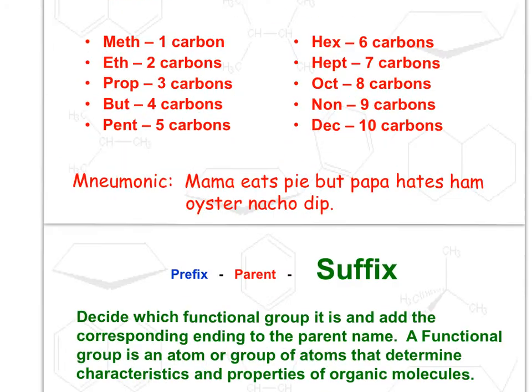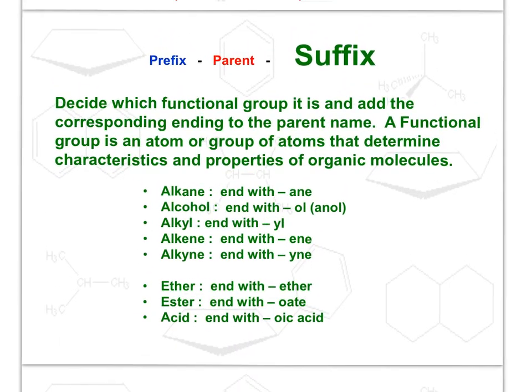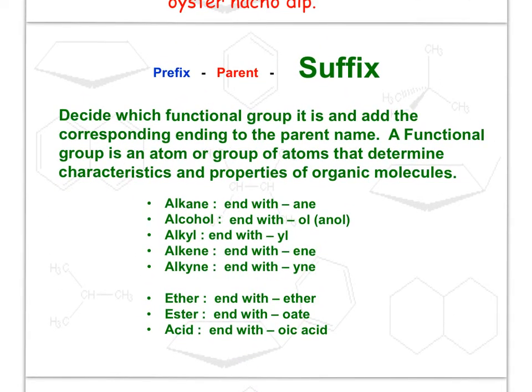Anyway, that's our parent. Let's look at the suffix next, the ending. The ending tells you what functional group it is. So you decide which functional group it is and add the corresponding ending to the parent name. A functional group is an atom or a group of atoms that determines the characteristics and properties of the organic molecule. We defined what a functional group is in our last video as well. If it's an alkane, you end it with ane. For example, let's go with the prop example. If there are three carbons and it's an alkane, we'd call it propane. If it's an alcohol, it has an OH, then you end it with anol. So again, propanol.